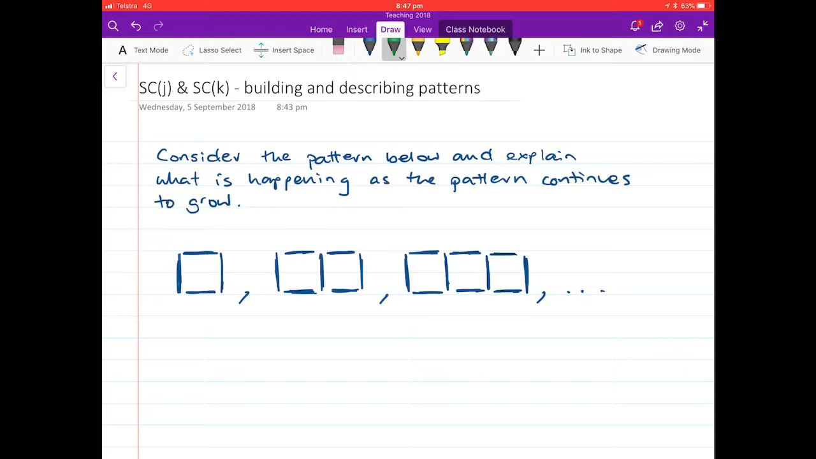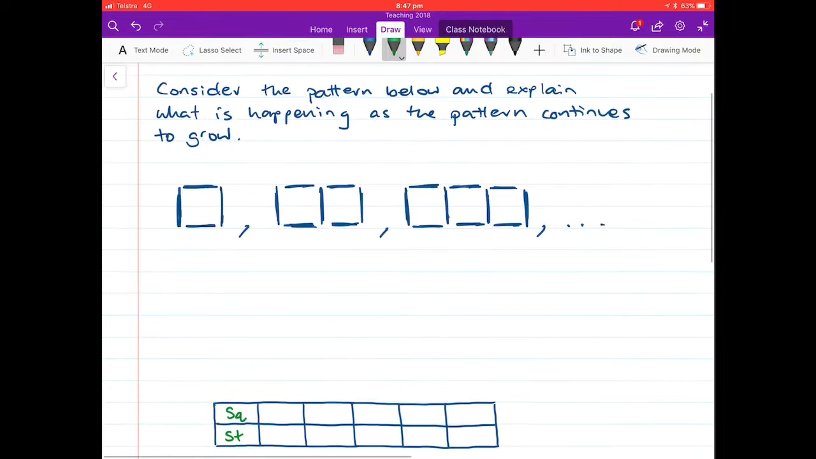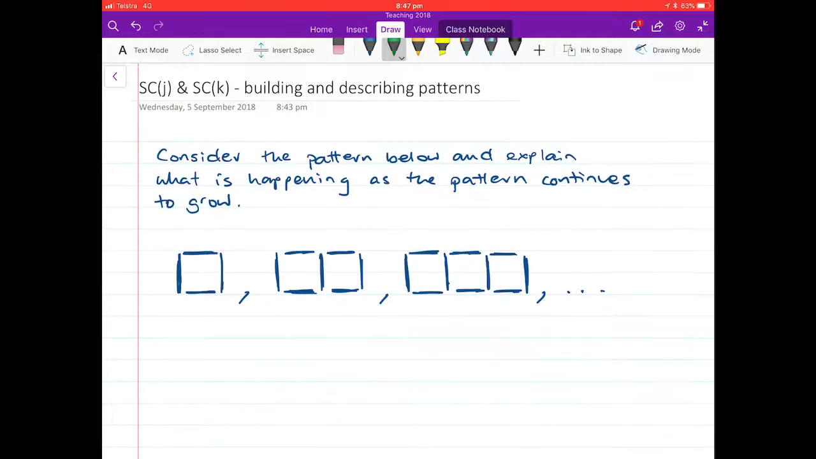Alright, this video here is just building on the previous one. We're just going to take a quick look at another pattern here. Have a look at the one below here. We've just built a series of squares as the pattern progresses. And I want you to have just a quick think. Feel free to pause the video and have a go at explaining what is going on here with this pattern.